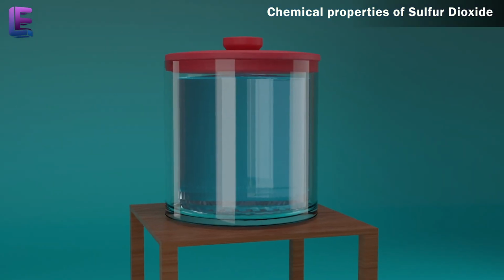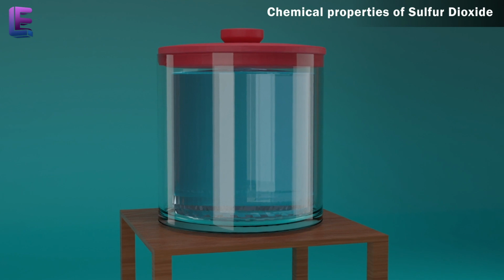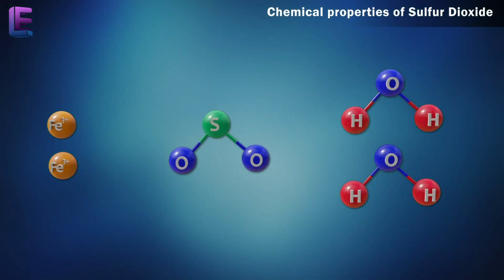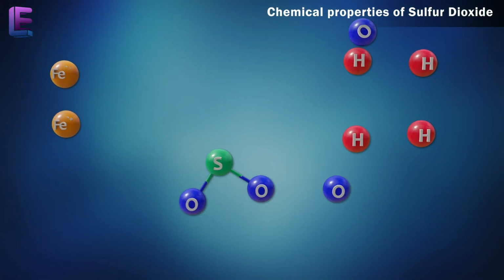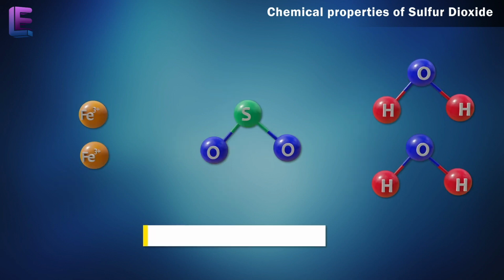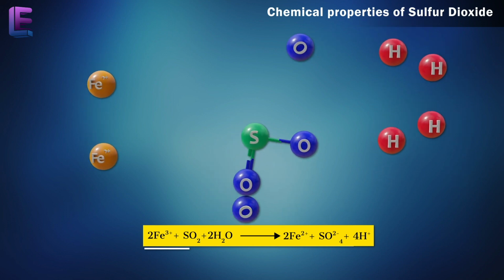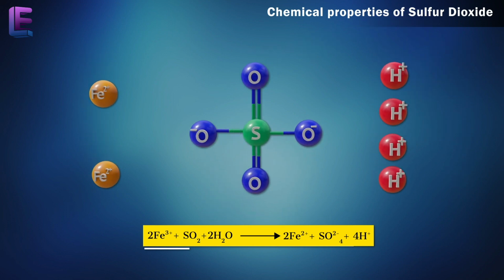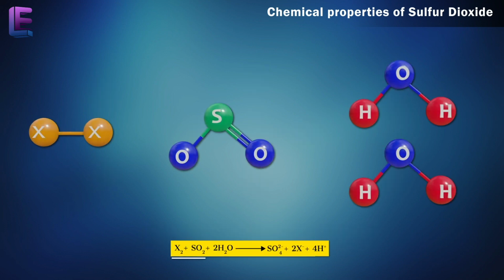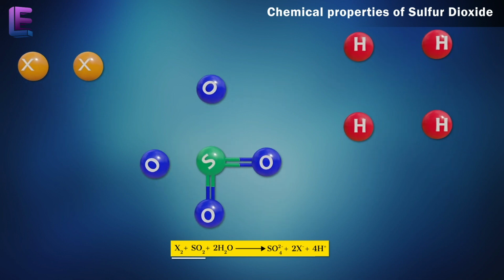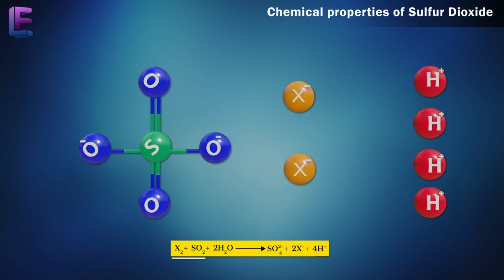When moist, sulfur dioxide behaves as a reducing agent. For example, it converts ferric salts to ferrous salts and halogens to halogen acids. 2Fe3 plus SO2 plus 2H2O gives rise to 2Fe2 plus SO4 2 minus plus 4H plus. X2 plus SO2 plus 2H2O gives rise to SO4 2 minus plus 2X minus plus 4H plus, where X is equal to halogen.